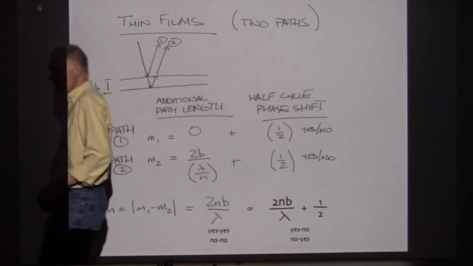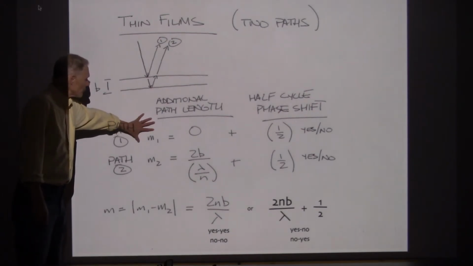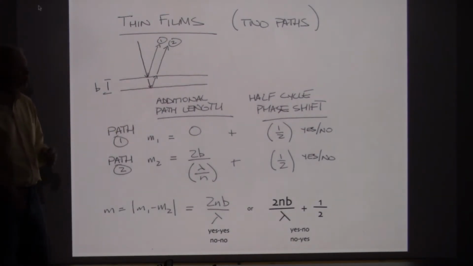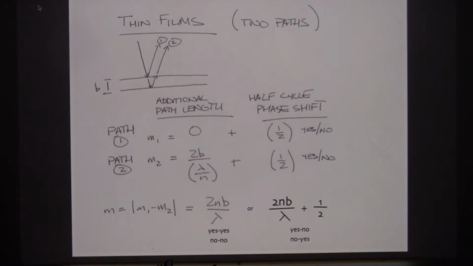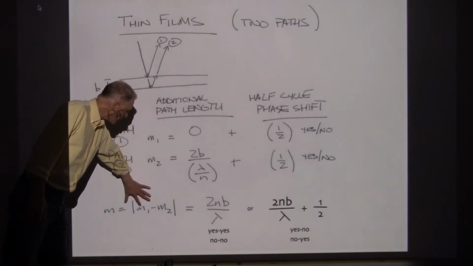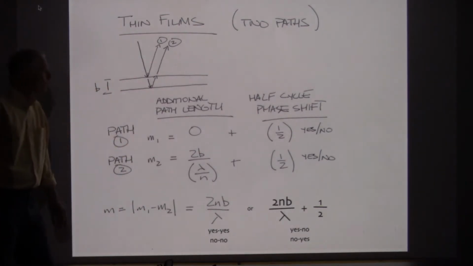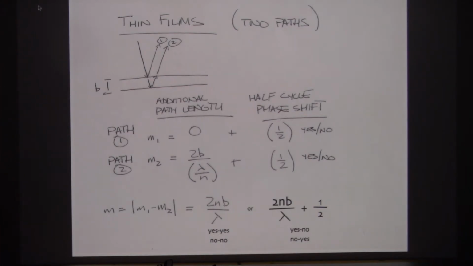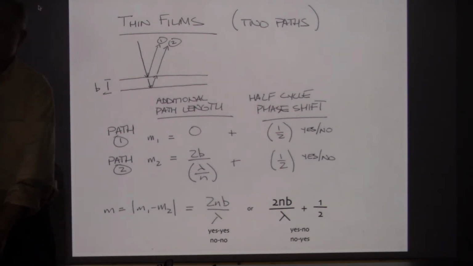And so at the end of the day, what we're interested in is how many additional cycles there were along path 1, and how many additional cycles there were along path 2. The overall phase difference will depend on the absolute value of M1 minus M2. If it's yes, yes, or no, no, then the total M value will be 2NB over lambda. If it's yes, no, or no, yes, then M will equal 2NB over lambda plus a half. We'll have one of the halves left over. I know it's a lot of rules to keep track of.